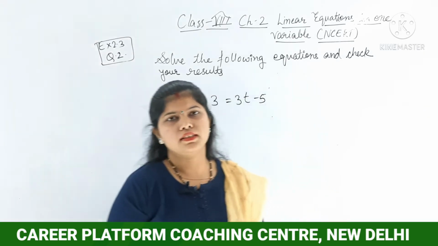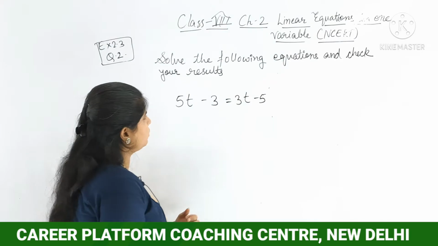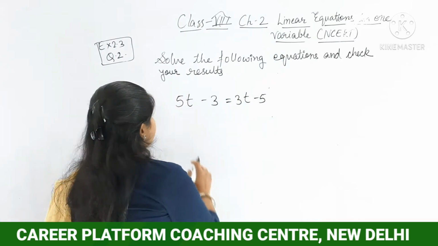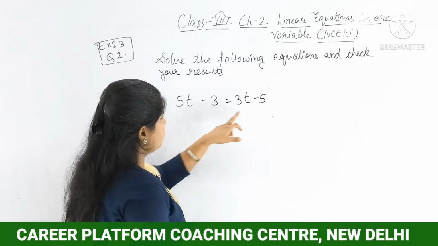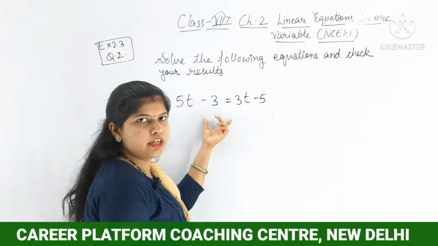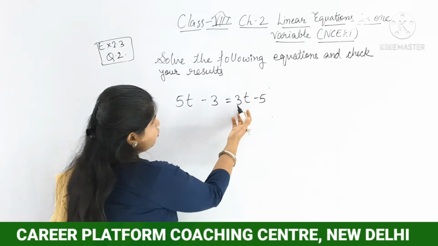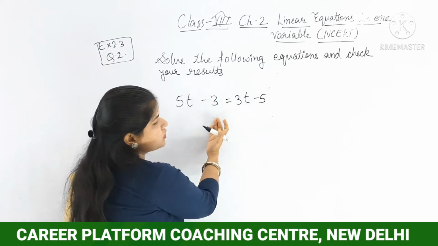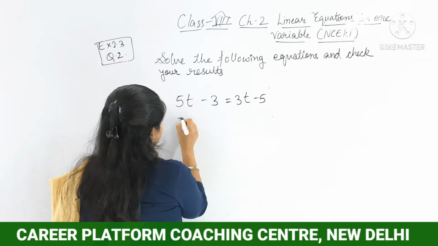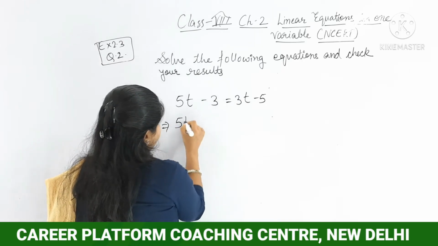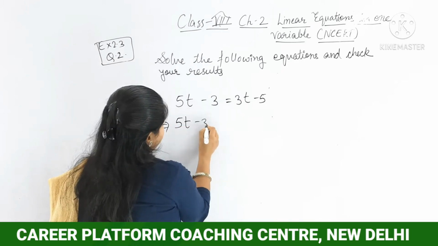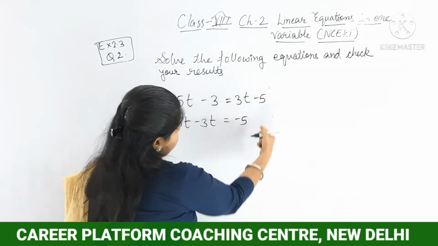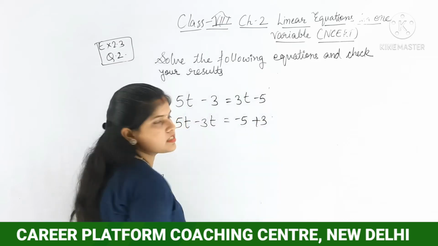Okay students, now let's see question number 2. Here we have some equations. You can see that on both sides we have the variable. So we have to transfer this variable to this side and this constant to this side. So I am getting 5t, this is plus, so minus 3t equal to minus 5. This is minus, so after transposing, plus 3.